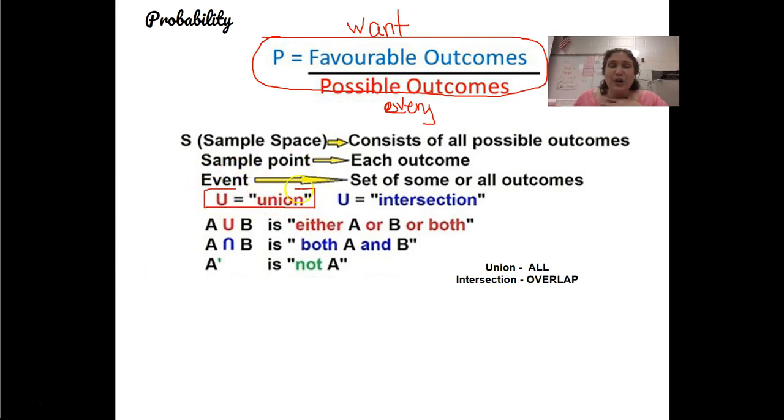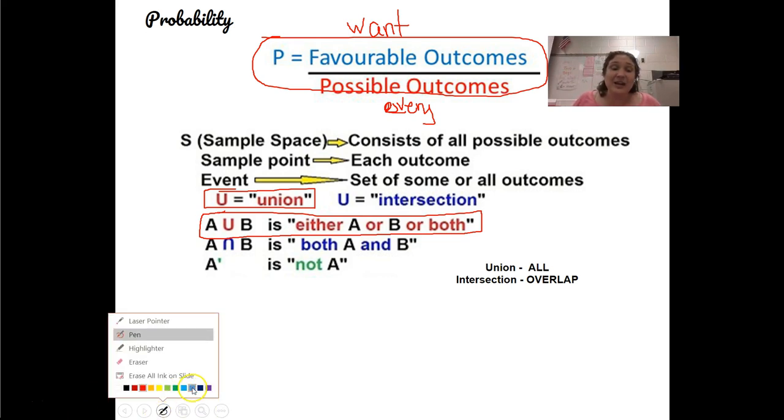U stands for union. If something is the union, it is either A or B or both. So you need all of it. Think of it, 2 people getting married. One person's, all their stuff goes to the house. All the other person's stuff goes in the house. Everything comes together. Union.